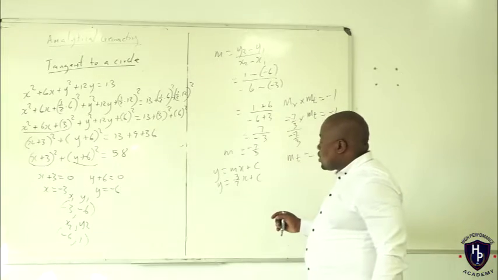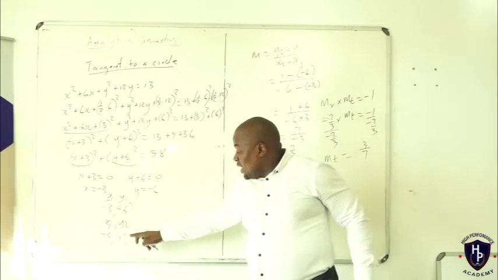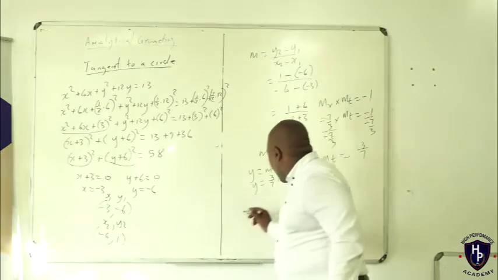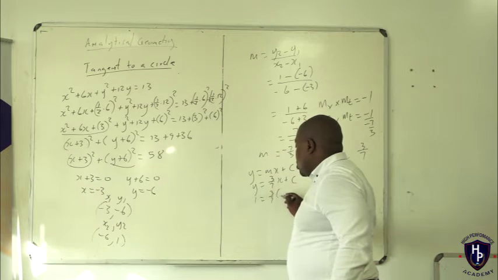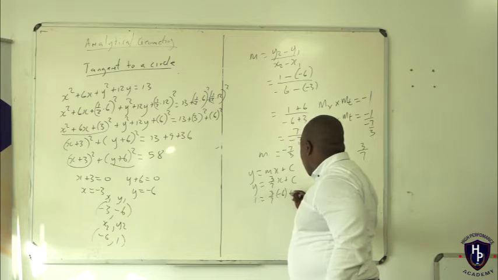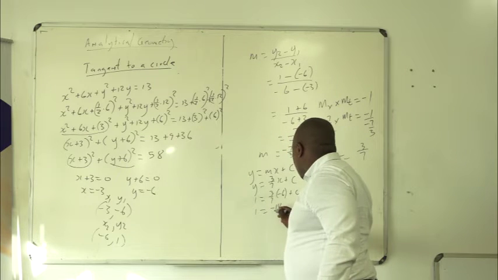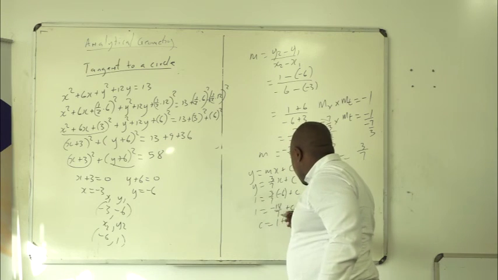We're going to use the point of intersection of the tangent and the circle to calculate c. So y in this case is 1, and x is minus 6. 1 is equal to 3 over 7 times minus 6, plus c. 1 is equal to minus 18 over 7 plus c. c is equal to 1 plus 18 over 7, transposing this.